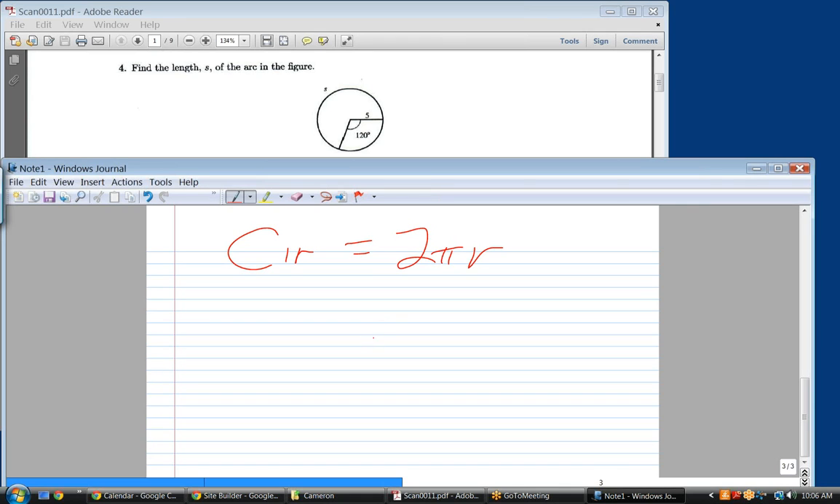Always remember that areas are going to have an r squared because you're going to have a meter squared. Circumference is going to be a linear measurement because r is going to be meters. So you're going to end up with a linear measurement with circumference, and a square measurement with area.